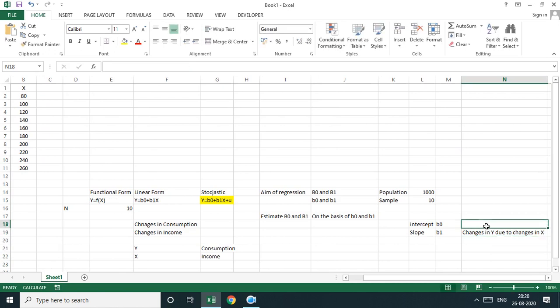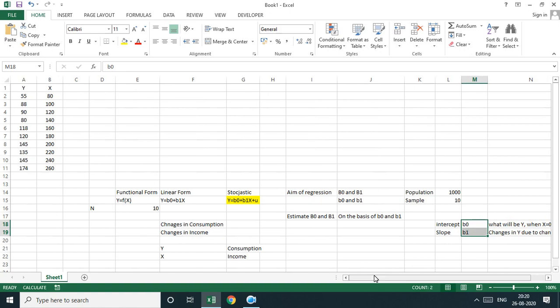Then what will beta 0 give us? It will tell us what will be the value of y when x is equal to 0. What will be the value of y when x is equal to 0? So this is the major aim of the regression analysis.